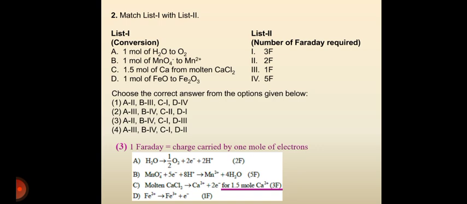So for the conversions, first one, 1 mole of water to oxygen, 2 electrons are involved. So 2 Faraday. For the second one, 5 electrons are involved. So 5 Faraday. For the third, for 1 mole of calcium chloride to calcium 2 plus, 2 electrons are involved. So for 1.5 mole, it will be 3 electrons and therefore 3 Faraday. And for the last one, Fe2+ to Fe3+, 1 electron is involved. So it is 1 Faraday.